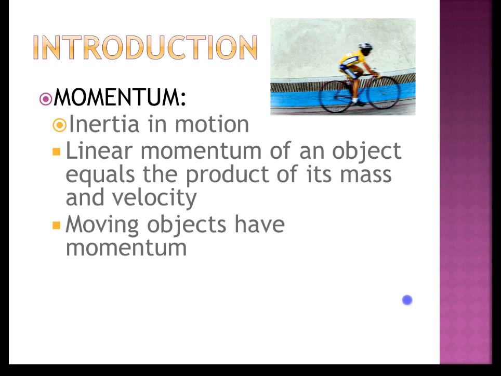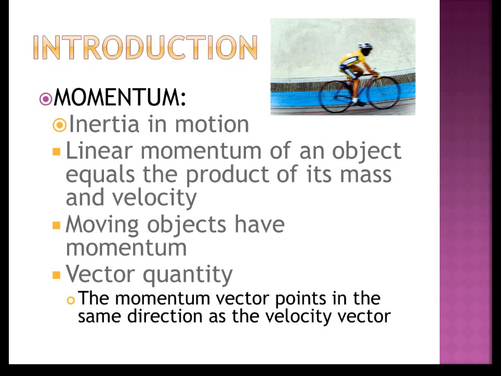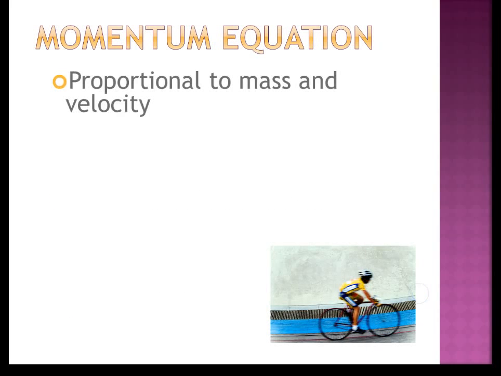Moving objects have momentum. So in order for something to have momentum, it has to be in motion. And it's going to be a vector quantity, so that means it has to have a direction, remember. So the momentum equation is proportional to the mass and velocity, so it's going to look like this.